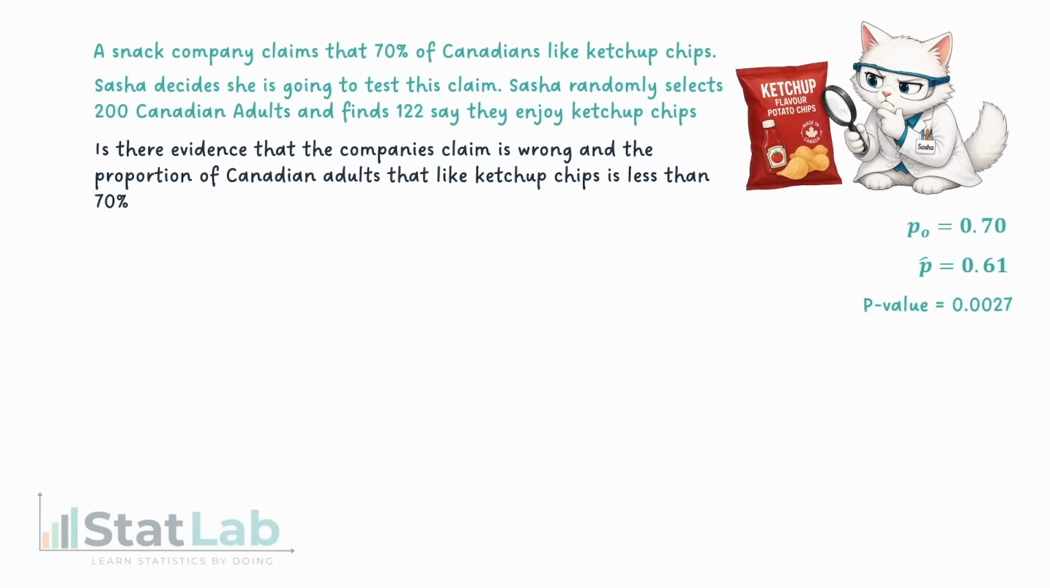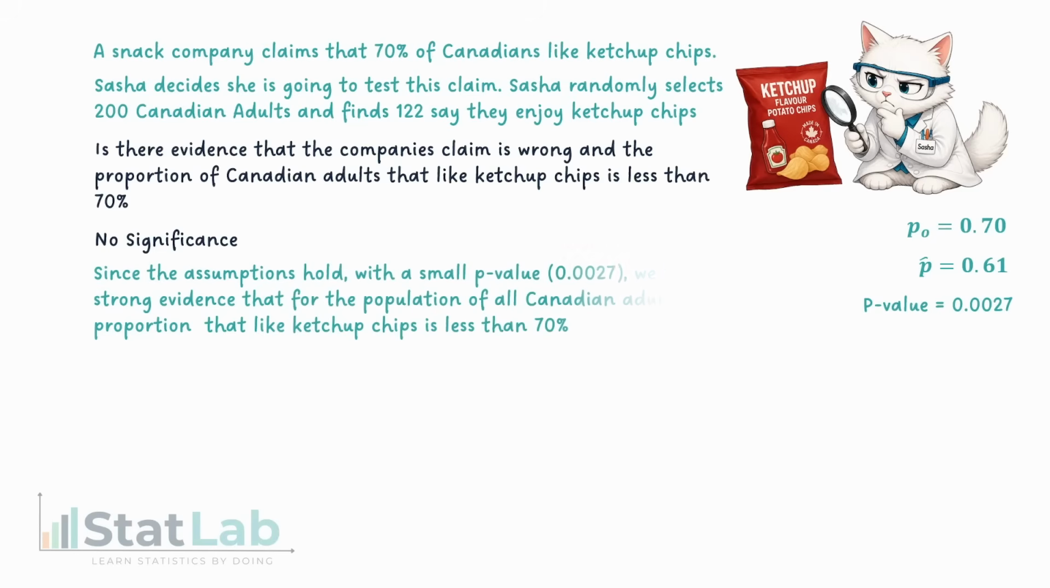So based on that table, we had a small p-value. Let's start with a conclusion with no significance. It would sound like this: Since the assumptions hold with a small p-value (0.0027), we have strong evidence that for the population of all Canadian adults, the proportion that like ketchup chips is less than 70%.